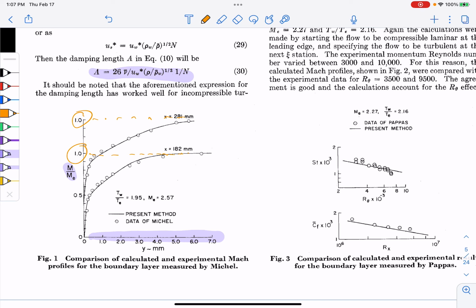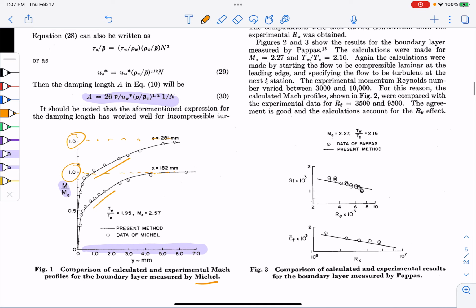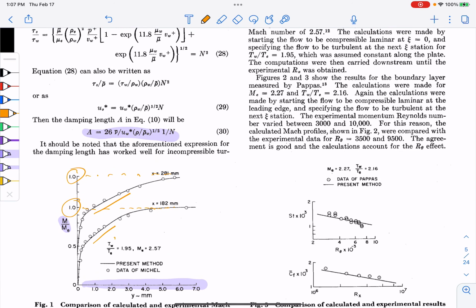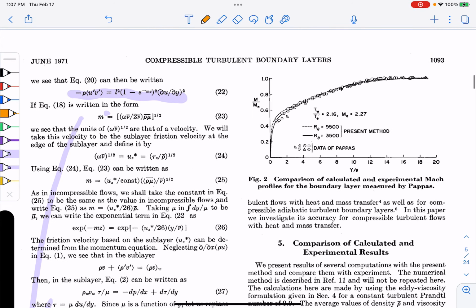So in these experiments by Michel, they're the dots, and it's sort of just plotted in outer coordinates, and it captures sort of these nice straight regions that you'll see in turbulent flows. So that's just one set, and you can see those Mach numbers are 2.57. TW is the temperature at the wall, TE is the temperature at the edge, so there's a large temperature difference in the flow.